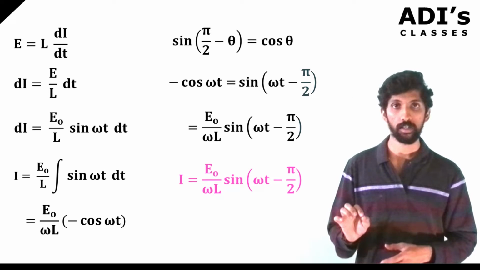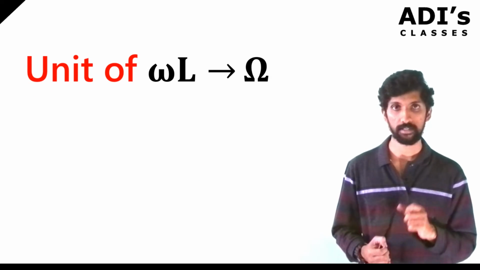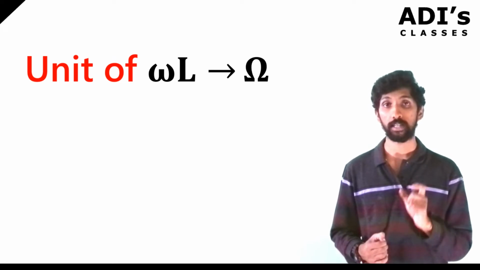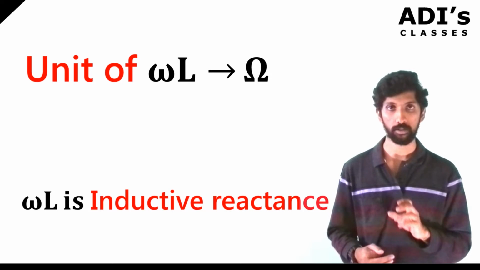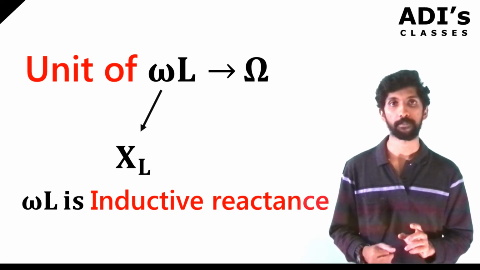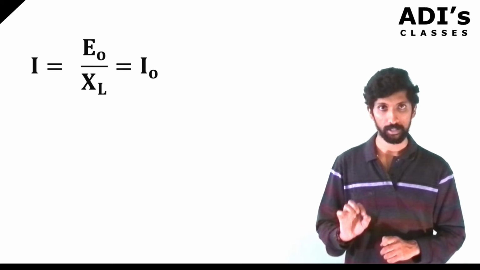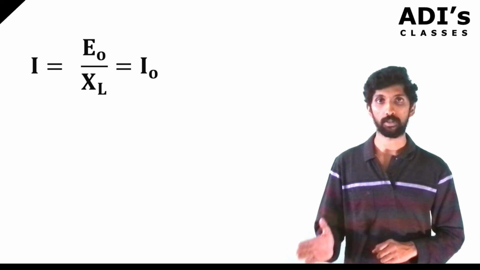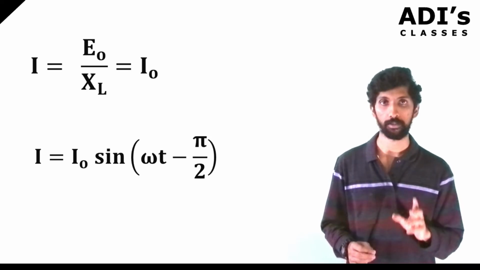Now here omega into L has the same unit as resistance, which is ohm. So we call that omega L as inductive reactance, which is represented by XL. So we'll get I is equal to E naught by XL, which is I naught. So I is equal to I naught sine of omega t minus pi by 2.